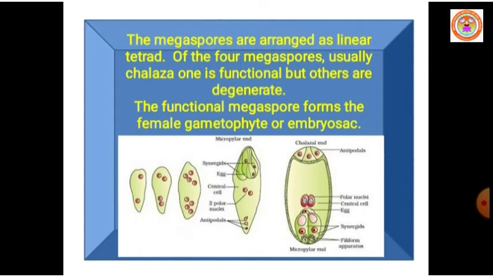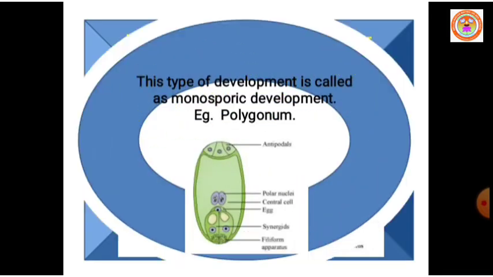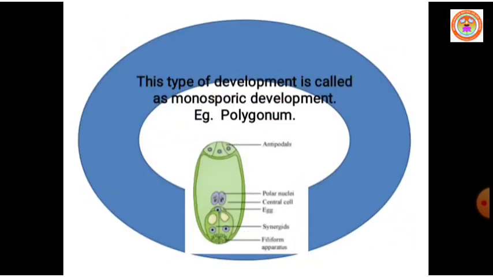Next, the functional megaspore forms the female gametophyte or embryo sac. Only one embryo sac develops. Hence, this type of development, where only one embryo sac develops from one functional megaspore, is called monosporic embryo sac development. The very good example for monosporic development is the Polygonum type.